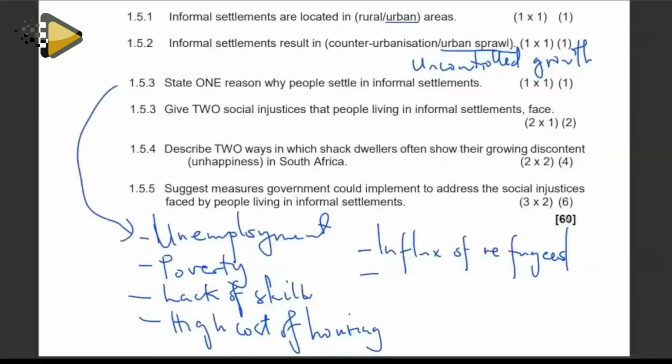Lack of skills. Lack of skills will lead to unemployment again. If you don't have the right skills which are required by employers, it automatically means that you are not employable, and the end result is you don't have a source of income and you opt to reside in the shanty towns. And the high cost of housing. In the formal settlements, the rentals are in some instances very expensive and unaffordable. And for that reason, if the rentals are high, people will opt to go and stay where it's cheaper in the informal settlements. Then also we can talk of an influx of refugees or foreign nationals into the country that has put pressure on the formal housing. As a result, some people will opt to stay in the informal settlements. We can also add that there is pressure on housing in the formal settlements.